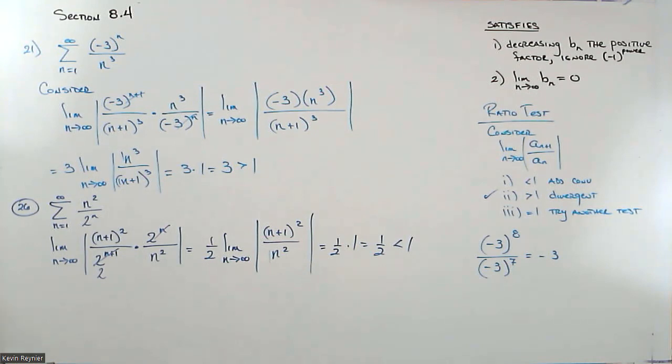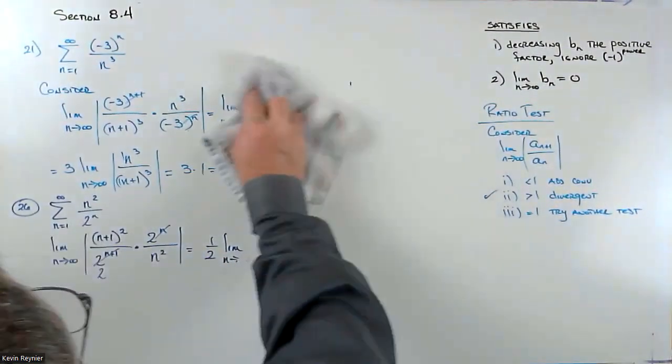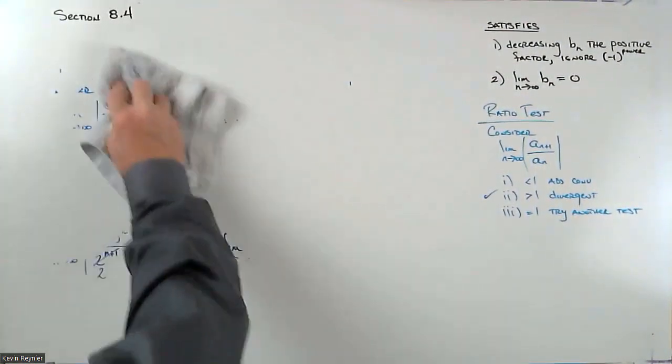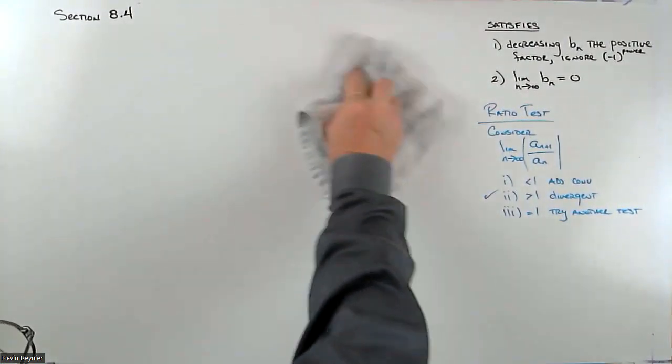So I guess if we're going to go with the back of the book's version of the way we're going to do this problem, the answer in the back is going to be yes. So that's 21, 26. We'll go ahead and do 28.